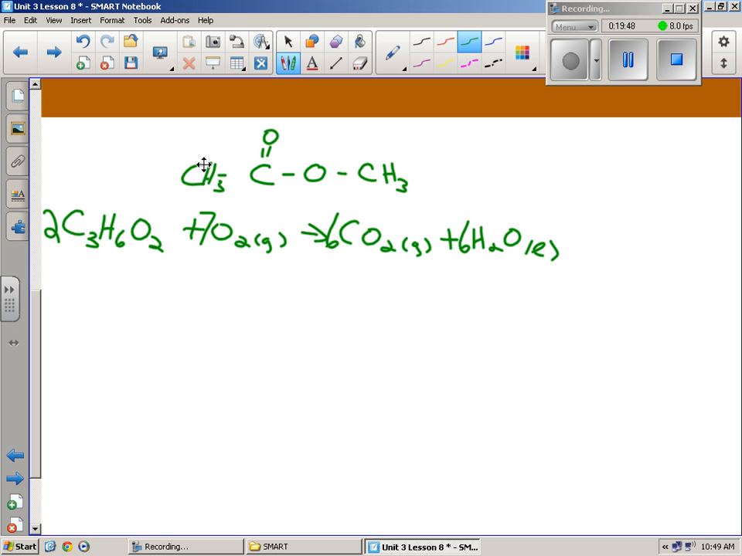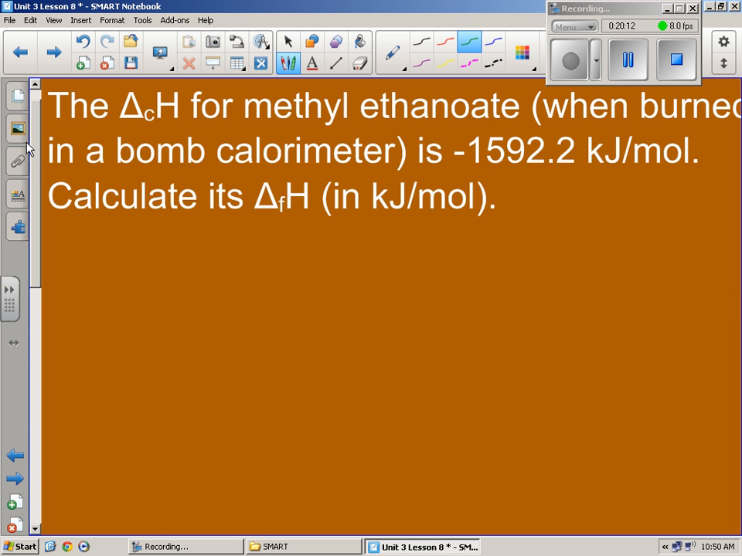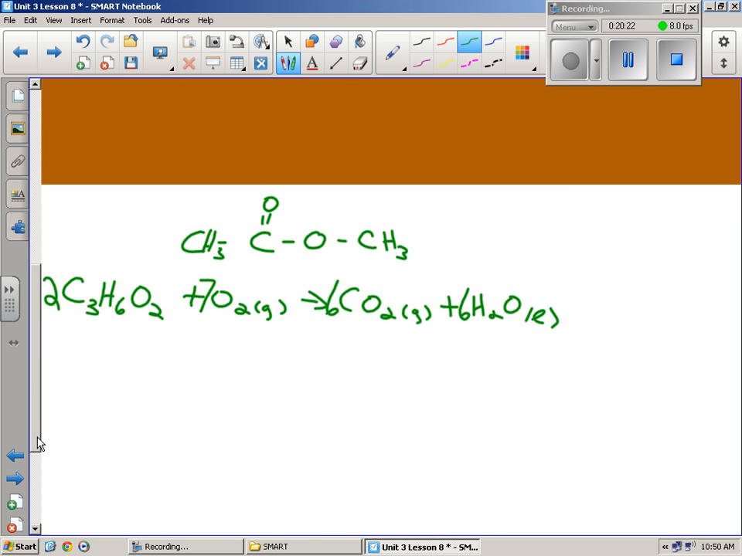This one says that I need to find delta FH, the heat of formation, for this one right here, C3H6O2. So to find delta FH, I'm going to have to know delta H. Well, it tells me in this question that the delta CH for methyl ethanoate when burned is this per mole. It's negative 1592.2 kilojoules.